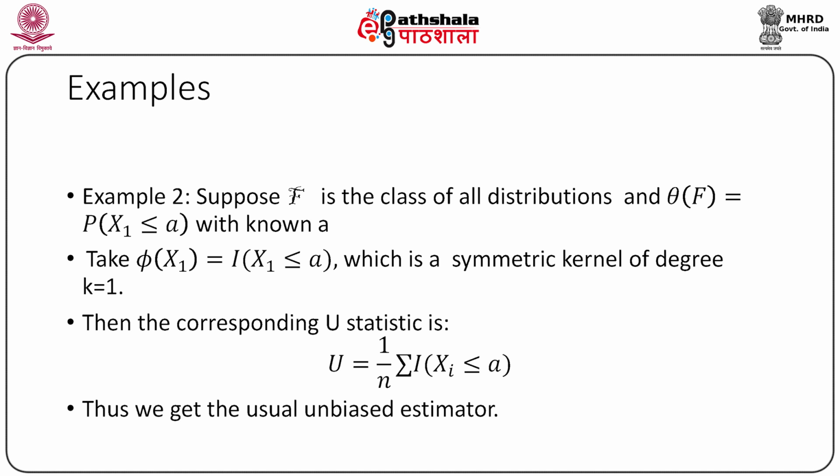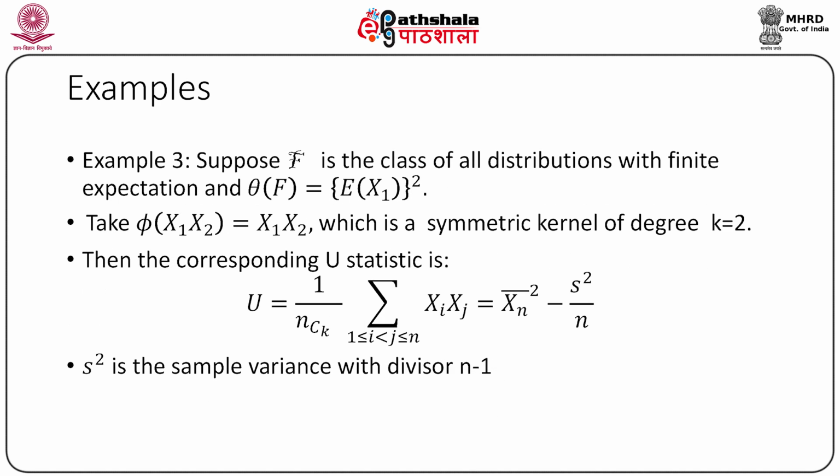Therefore, the corresponding U-statistic is the proportion of observations less than or equal to small a, which is nothing but the usual unbiased estimator. Now, consider the estimation of the mean square, that is, the square of the expected value. Since observations are IID, we can express the square of the mean as the expected value of x1 into x2. Thus, we take the kernel as phi x1 x2 equal to the product x1 x2.